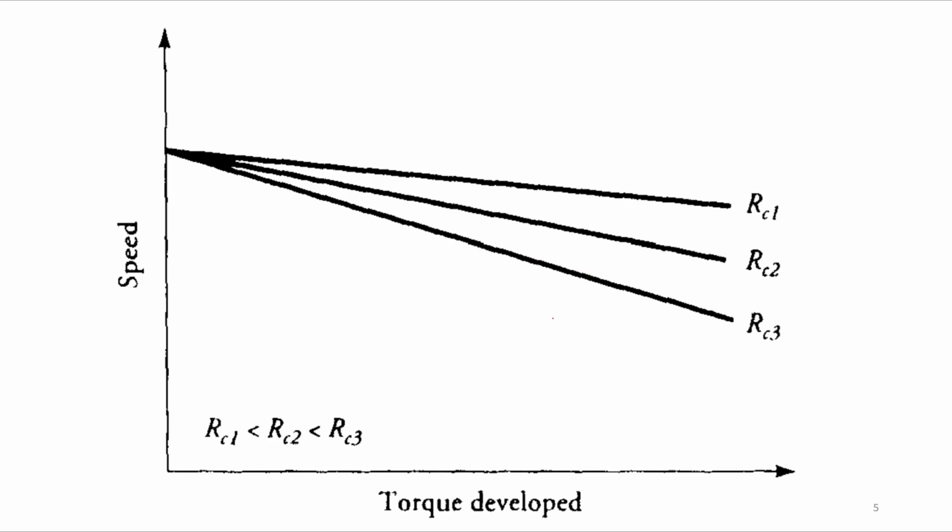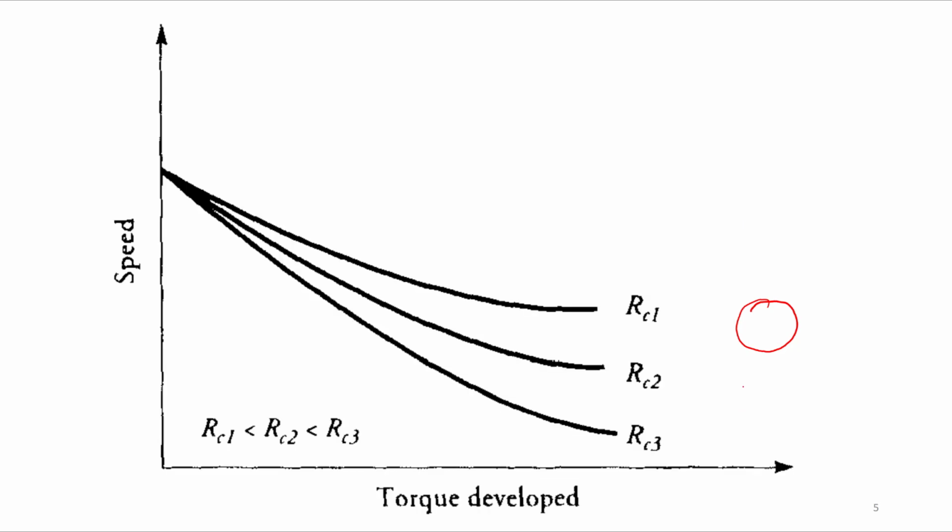And similarly, this is the speed torque characteristic for the shunt motor, where RC1, RC2 and RC3 are the control resistances, and RC1 is less than RC2 and RC3. RC3 is the highest value we have taken here, therefore the slope is higher as compared to the other curves, RC2 and RC1. Similarly, this is for the compound motor. This is for the cumulative compound motor. This speed torque characteristic is also for 3 different control resistances, right?